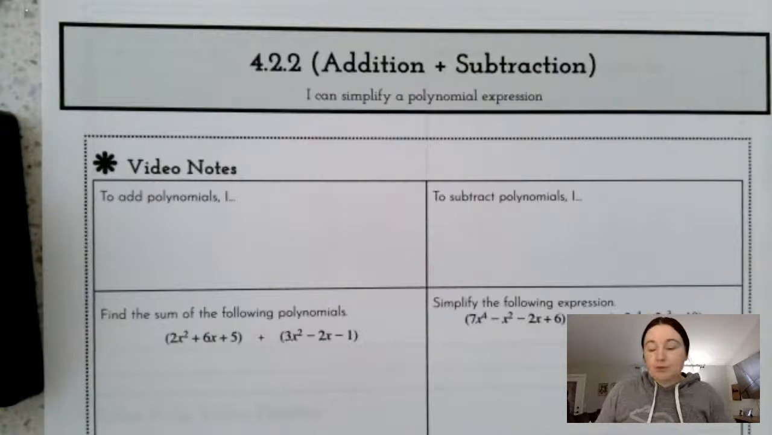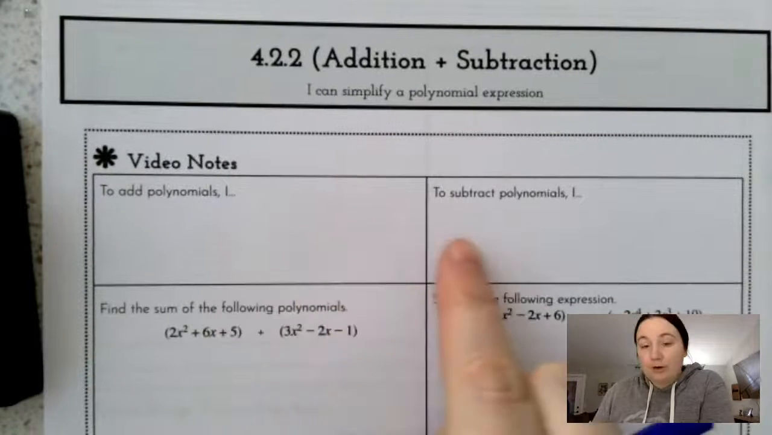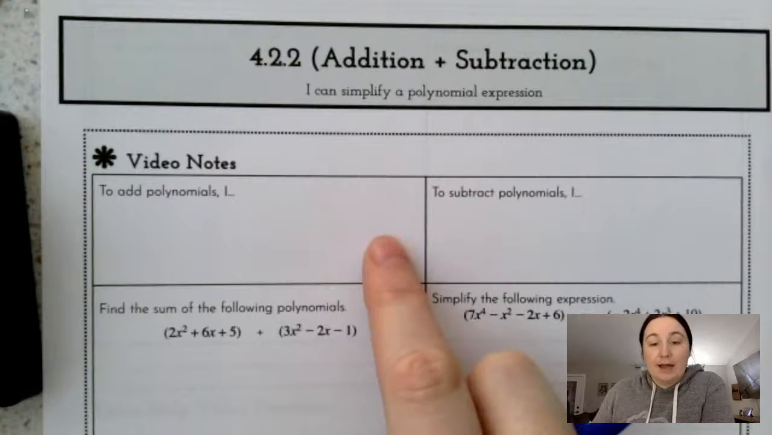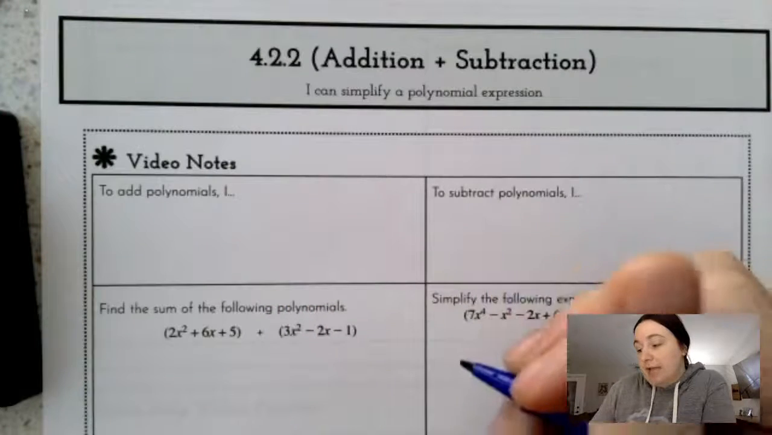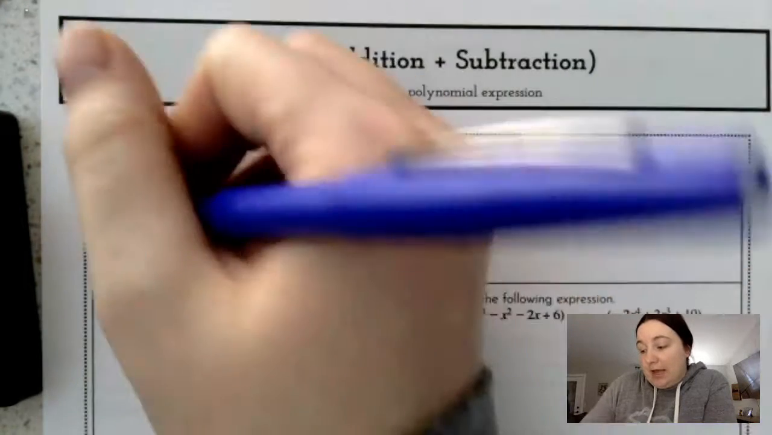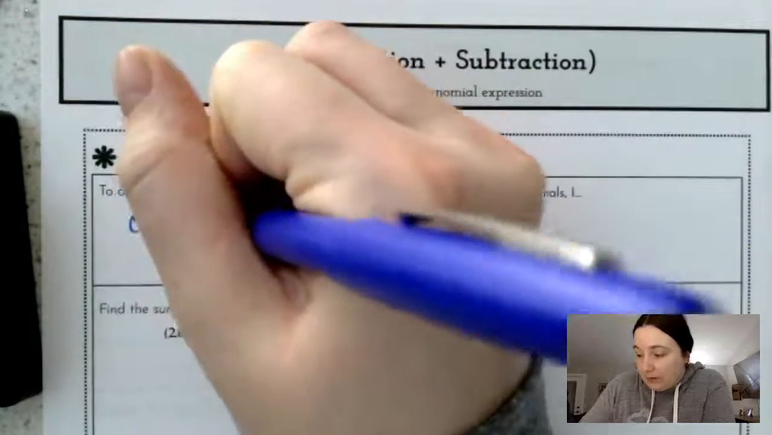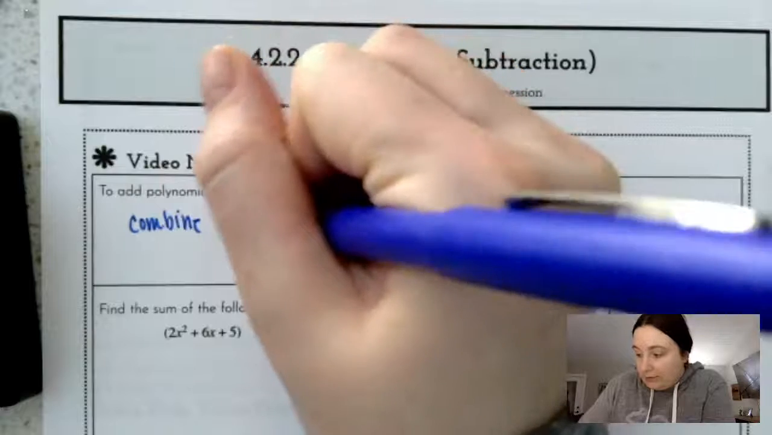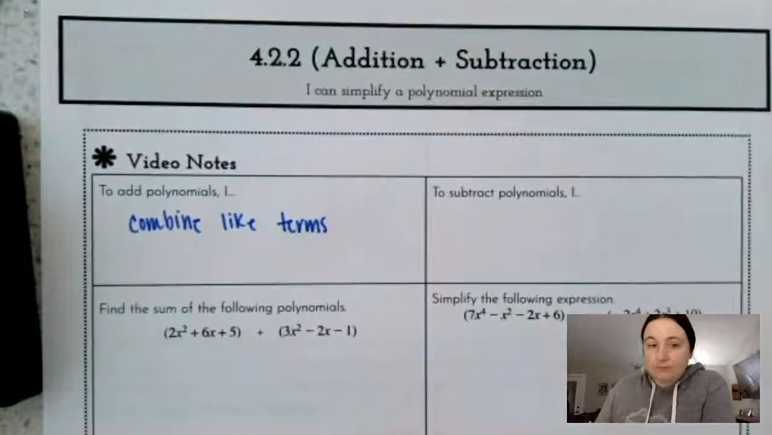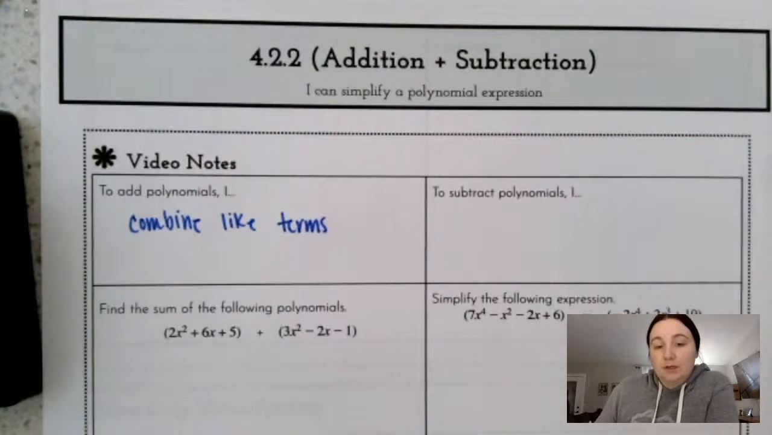So the first thing we're going to do is write, in general, what is our method for adding and subtracting polynomials. So to add polynomials, I combine like terms. So for adding, it's super simple. You're just going to find your like terms, add them together.